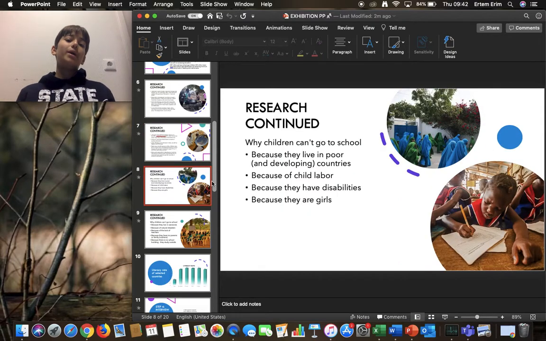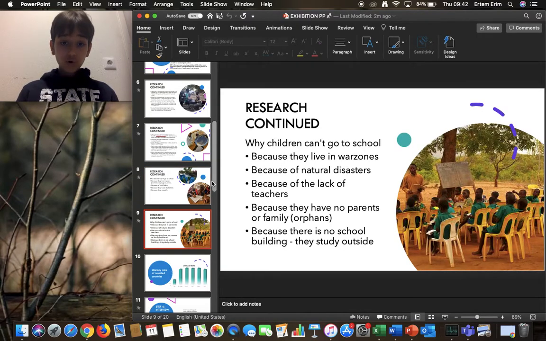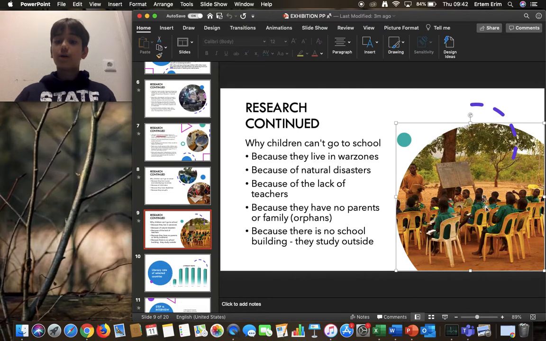So these are some major reasons children can't go to school: because they live in poor and developing countries, because of child labor, because they have disabilities, because they're girls, because they live in war zones, because of natural disasters, because of the lack of teachers, because they have no parents or family, so they're orphans, because there are no school buildings, so they study outside. If you don't understand, this is the picture that I found.